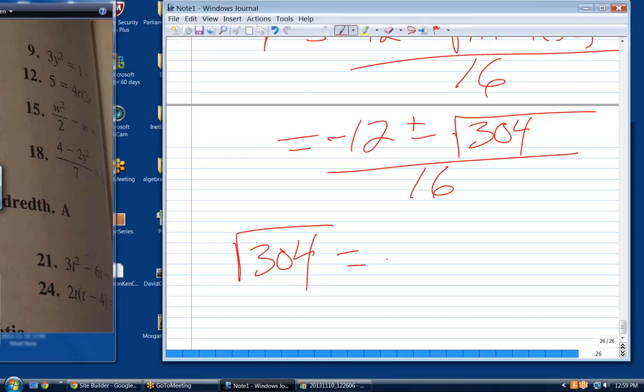Okay. So let's see. This is root 4 times what? Root 76. Hold it. You're right. 4 goes into 304 76 times. Yeah, that's 76. Okay. Now, is 76 divisible by 4? No. Wait. No, you're right. Yes, it is, actually. Yeah, it is.